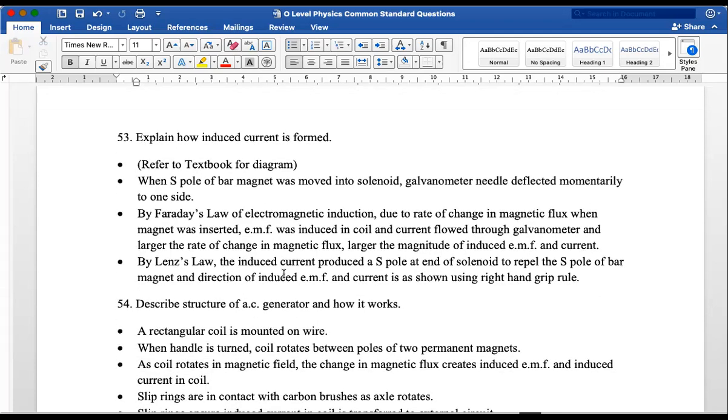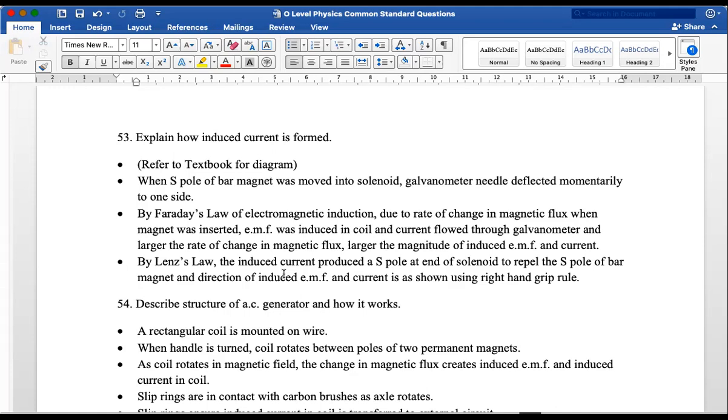Explain how induced current is formed. Do refer to a textbook for the diagram. When the south pole of the bar magnet was moved into the solenoid, the galvanometer needle deflected momentarily to one side. By Faraday's law of electromagnetic induction, due to the rate of change in magnetic flux when the magnet was inserted, an EMF was induced in the coil and current flowed through the galvanometer. The larger the rate of change in magnetic flux, the larger the magnitude of induced EMF and current.